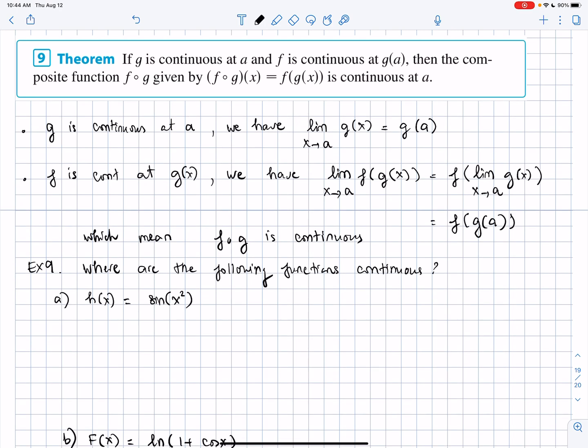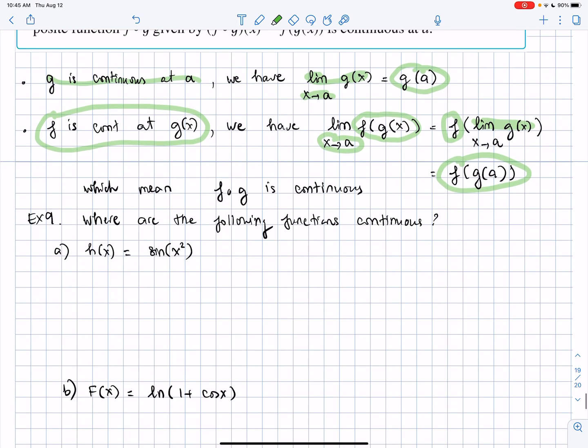The proof: we know that the function g is continuous at a, so by definition of continuous, we have the limit of g of x as x approaches a equal to g of a. We also know that the function f is continuous at g of a, so we have the limit as x approaches a of f of g of x equal to f of, we use theorem number 8 to pull out the f outside, and this is equal to f of the limit of g of x as x approaches a, and this means g of a. So we get f of g of a. So by definition of continuous, we can conclude that f compose g is a continuous function.